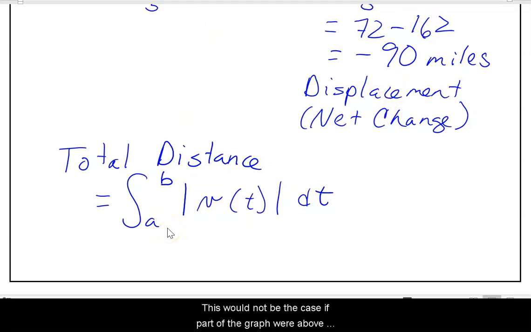This would not be the case if part of the graph were above and part of the graph were below. Then I would have to split the integral into different pieces. The parts that were above the axis can be integrated without the absolute values. The parts that are below cannot.